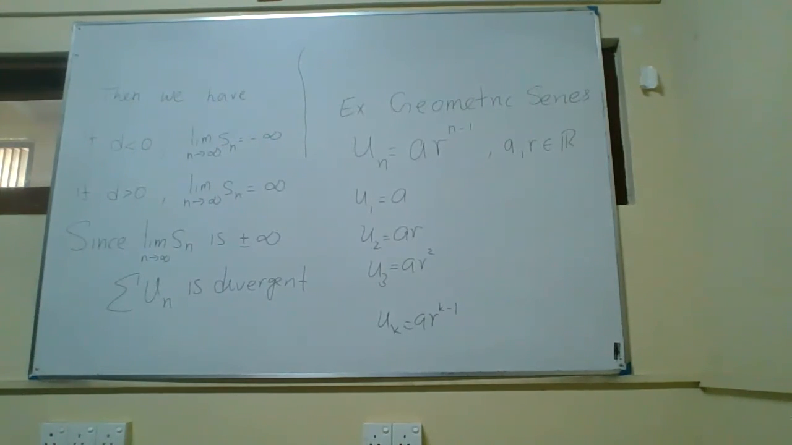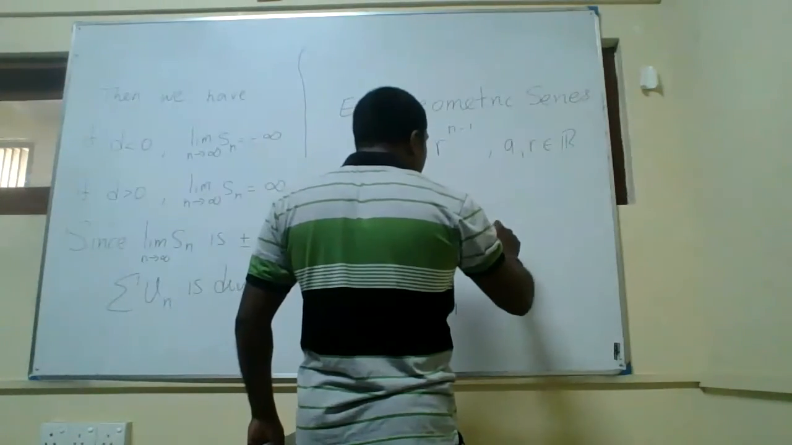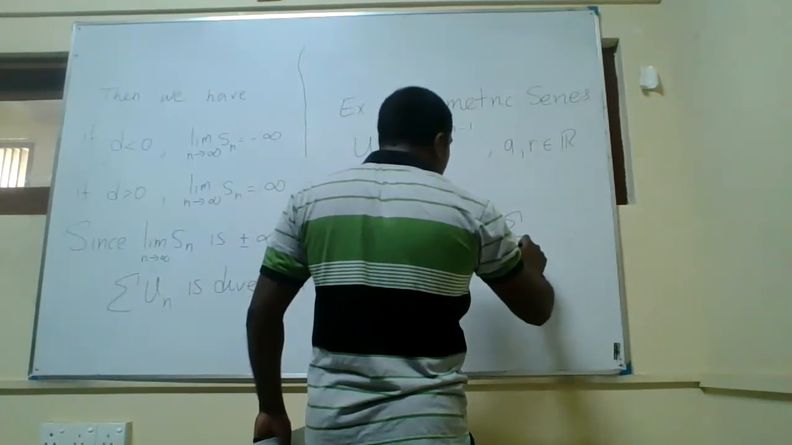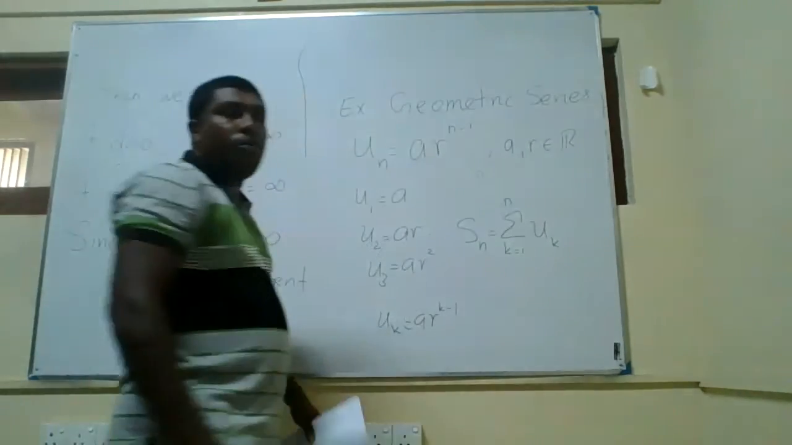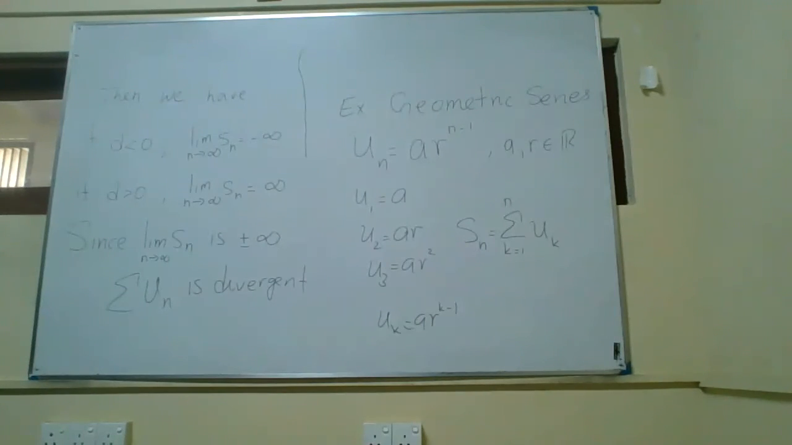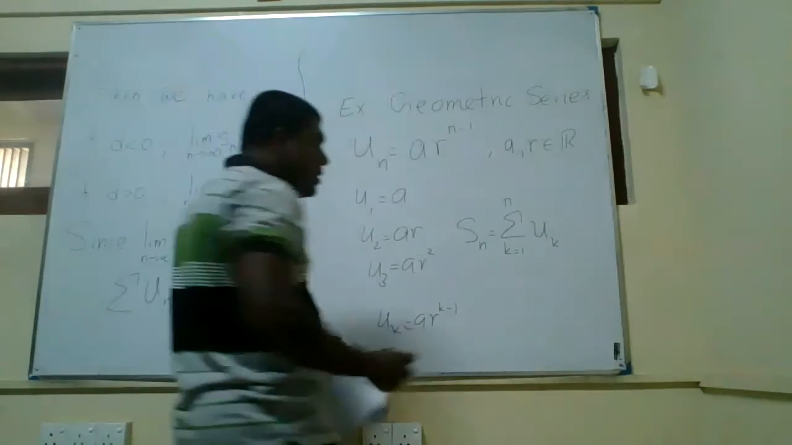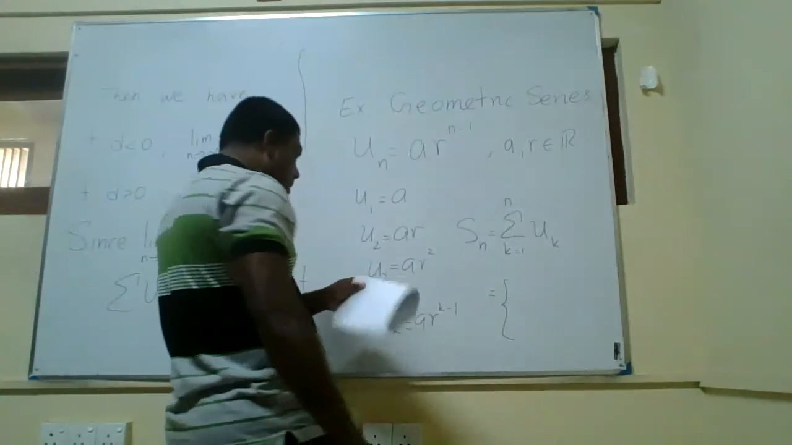So first you have to find Sn, the summation of uk, k running from 1 to n. This Sn is going to take two cases. You try to verify that.